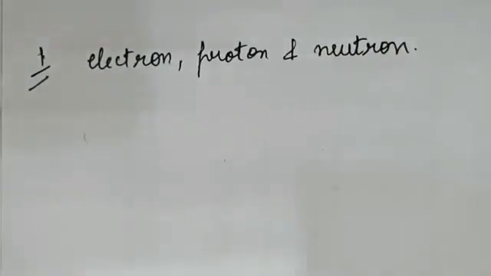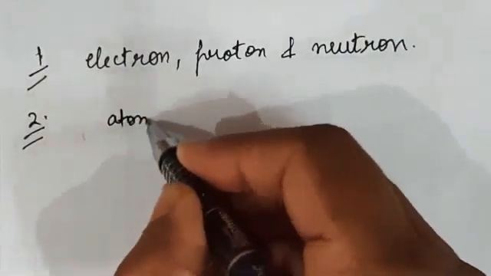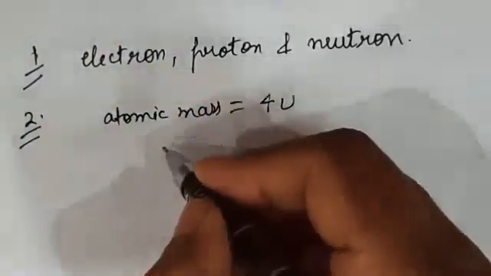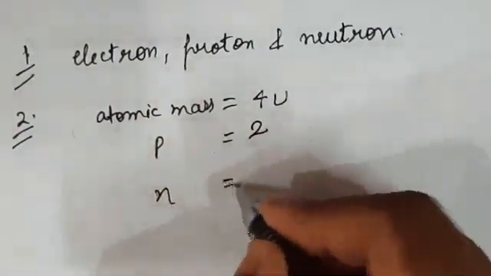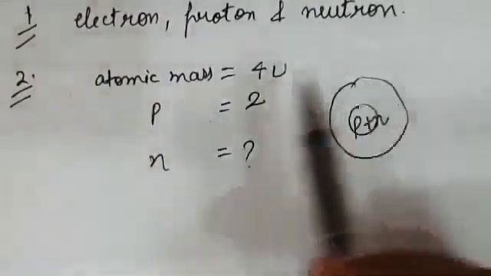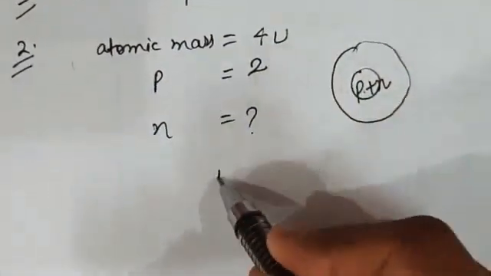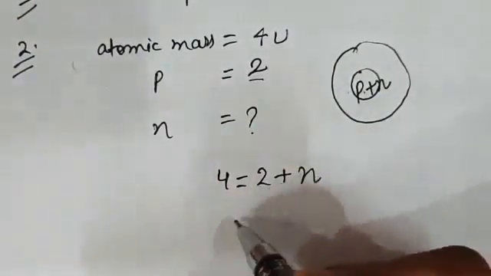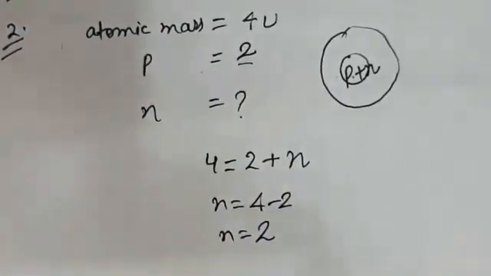Question number 2. Helium atom has atomic mass 4 u, protons 2 in the nucleus. Calculate number of neutrons. You know that atomic mass is equal to protons plus neutrons. So 4 is equal to proton is 2, neutron n. So calculate neutron, 4 minus 2, 2. So 2 neutrons are present.